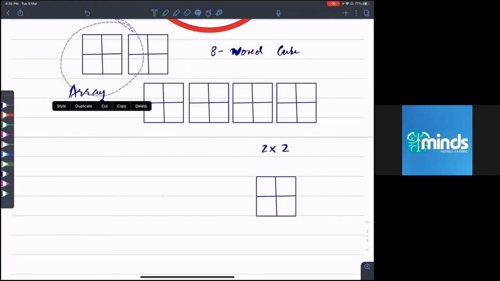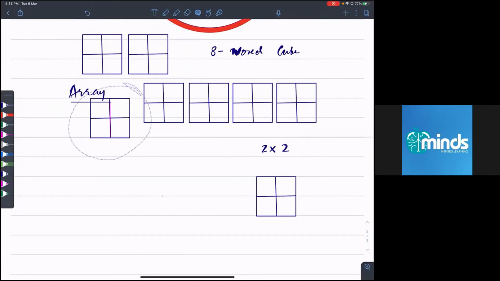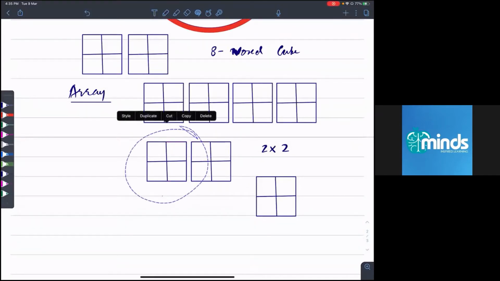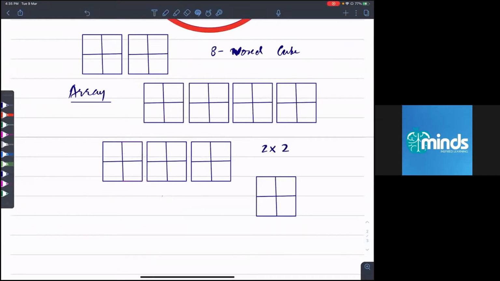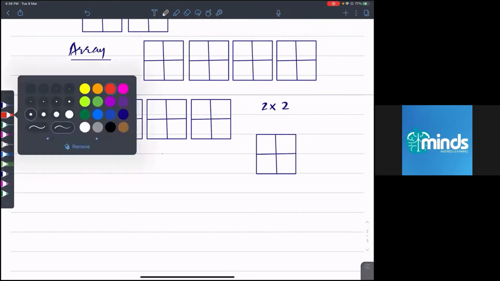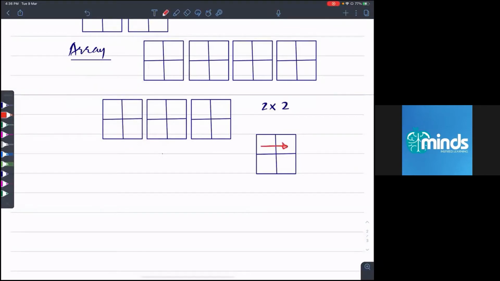Because I will be needing so many such images, just to save time. Okay, this is called a 2x2 voxel. Why 2x2 voxel? Because it has one row here, one row here. So two rows and two columns.